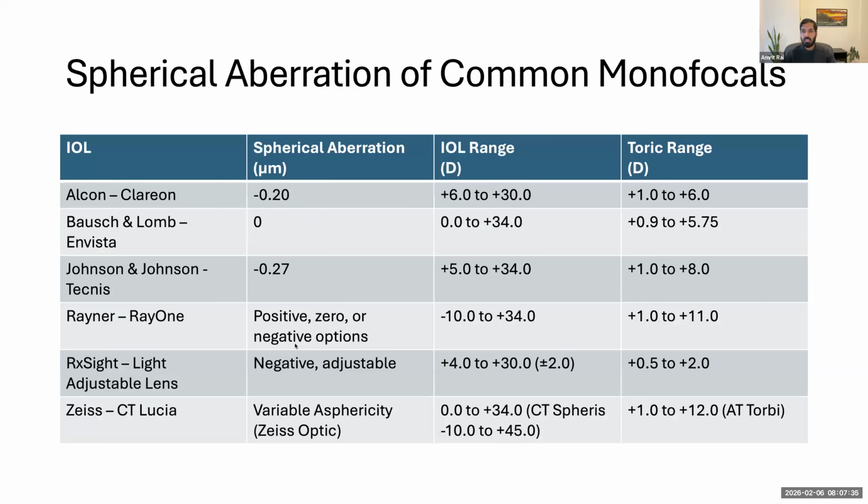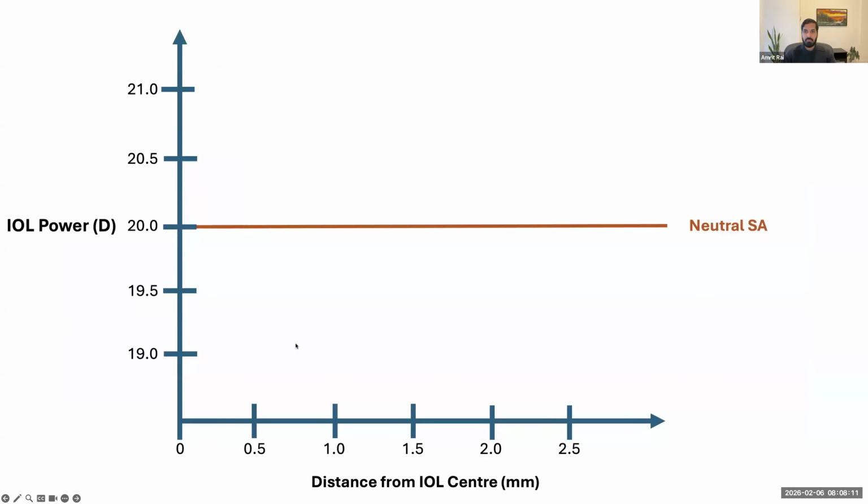Now this is going to be my busiest slide, but I wanted to include the IOL range and toric range for these lenses. This table summarizes the spherical aberration and IOL ranges for commonly used monofocals. We can see that the Clarion and the Technis both have negative SA, while the Invista IOL is neutral. The Ray 1 has options that come in positive, zero, and negative spherical aberration. The LAL starts with a negative SA that drifts upwards as adjustments are made to its spherical power. And the CT Lucia has this variable asphericity that depends on the distance from the center of the IOL. We'll see that in a second.